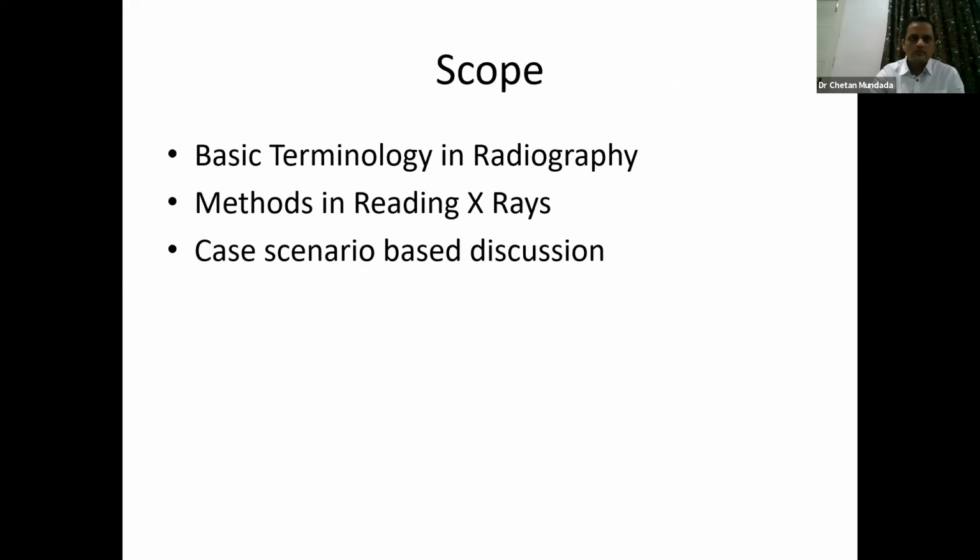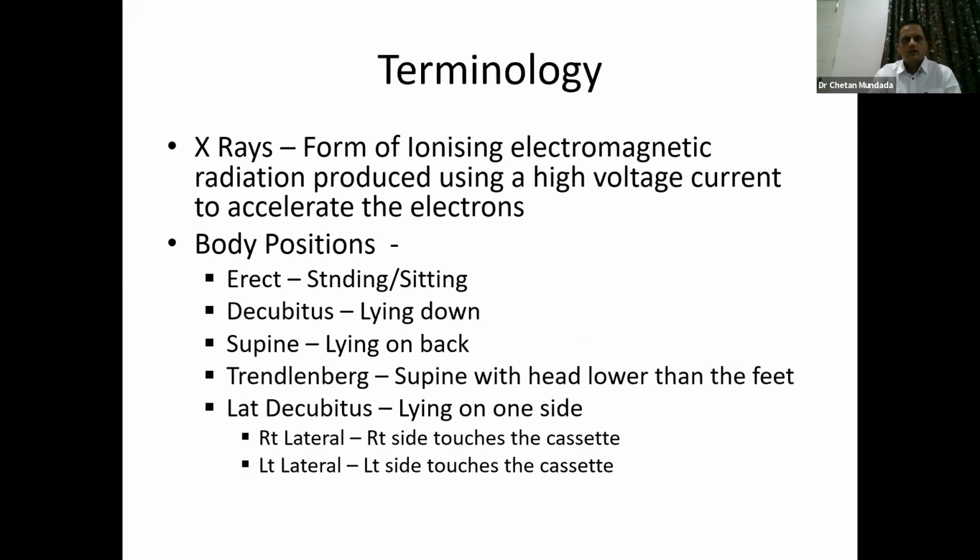So the scope is, when we talk of X-rays, what is the basic terminology in radiography, and what are the methods in reading X-rays, especially the chest X-ray and the neck X-rays, and then we'll have case scenario based discussion. So what are X-rays? X-rays are a form of ionizing electromagnetic radiation which are produced by a cathode using a high voltage current to accelerate the electrons.